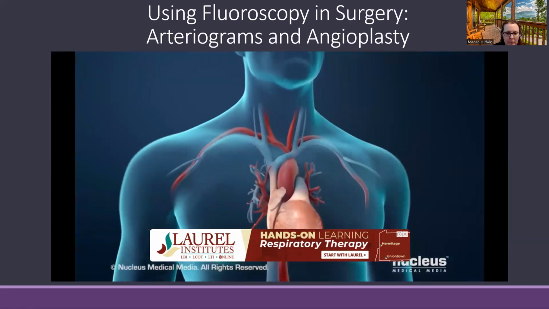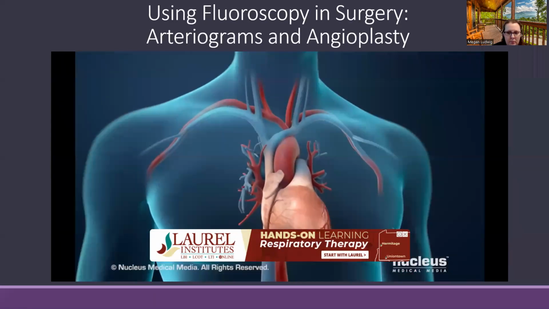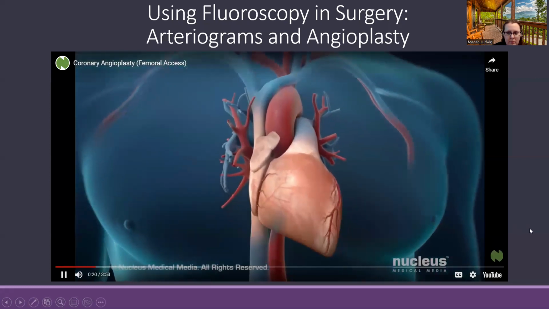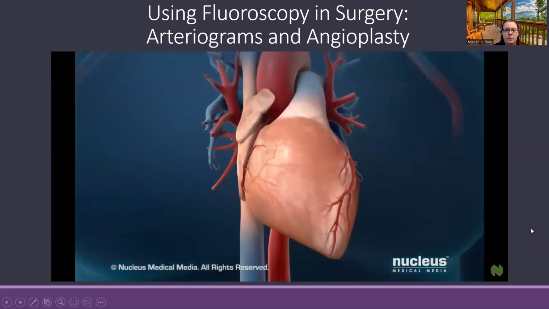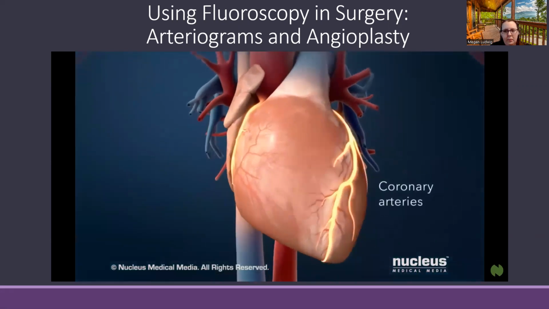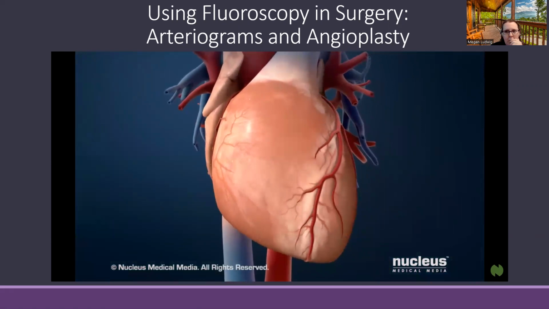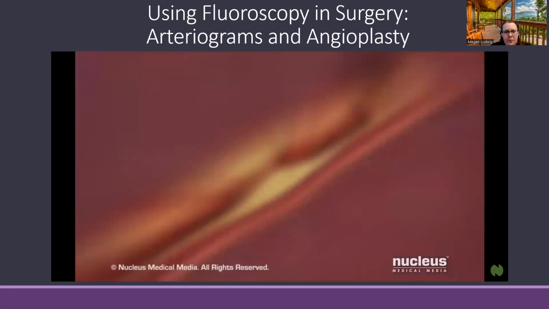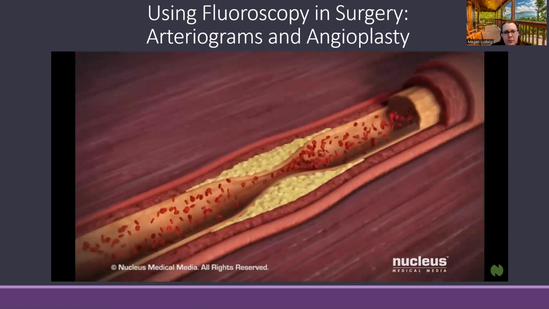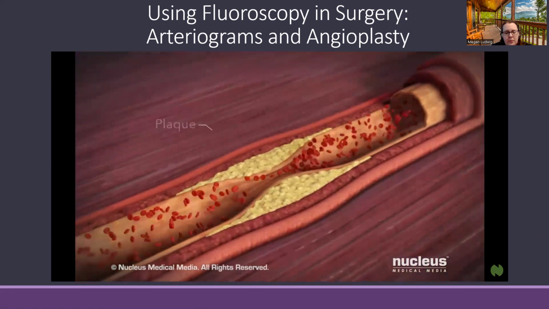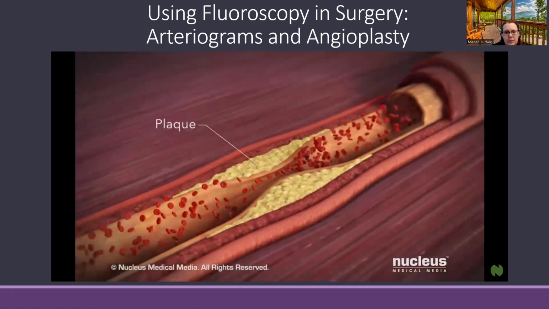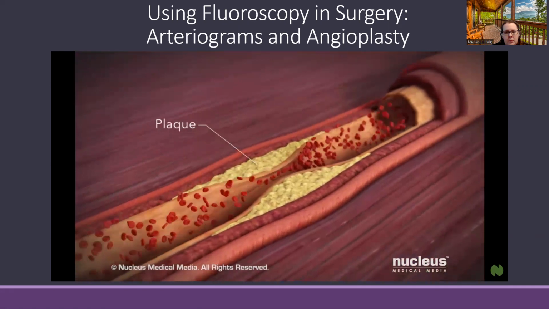A coronary angioplasty procedure is also known as percutaneous coronary intervention. The procedure is done on blood vessels called coronary arteries. They supply your heart muscle with oxygen. The goal is to restore blood flow if a substance called plaque has significantly narrowed these vessels.